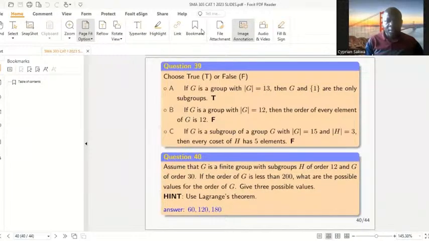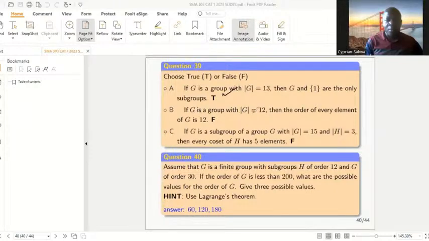Let's look at this question. Choose true or false. If G is a group and the order of G is 13, then G and 1 are the only subgroups of G. That's correct.